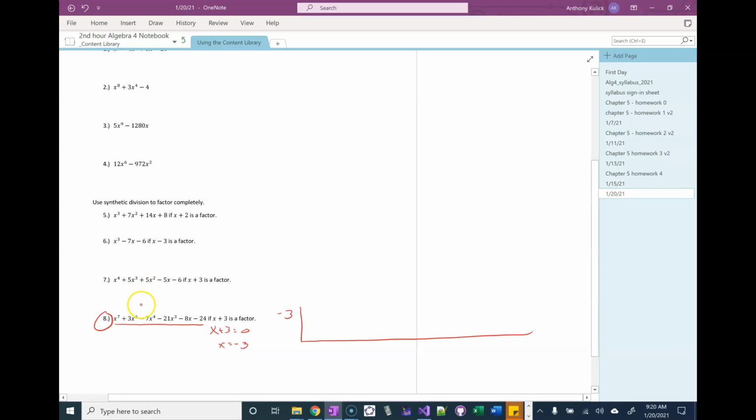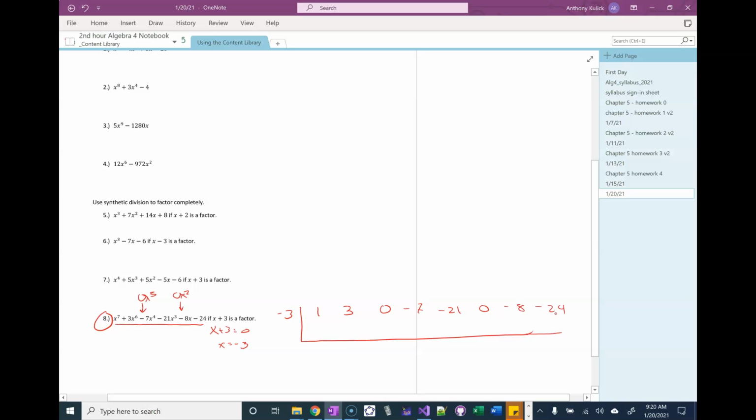You'll notice that we go from x to the 6th to x to the 4th. We skip the x to the 5th. And the same thing from x cubed to x, we skip the x squared. So we're going to need to make sure we include those zeros when we do our synthetic division setup. So we have 1, 3, 0, -7, -28, 0, -8, and then -24.